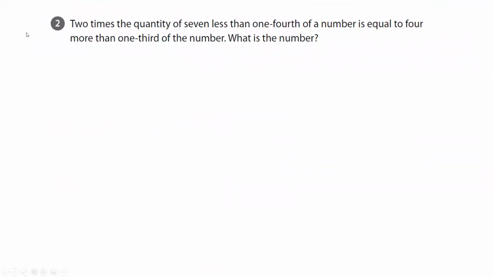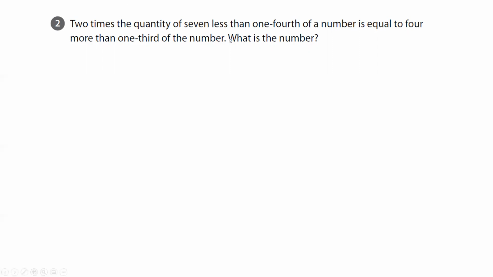This problem says 2 times the quantity of 7 less than 1/4 of the number is equal to 4 more than 1/3 of the number. What is the number? So when I do word problems, what I typically like to do is define a variable. I'm going to ask myself, what do I care about? What do I want to know? And that's typically your question.